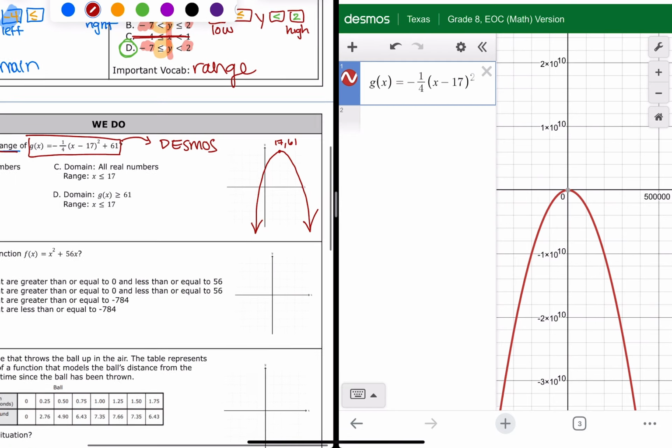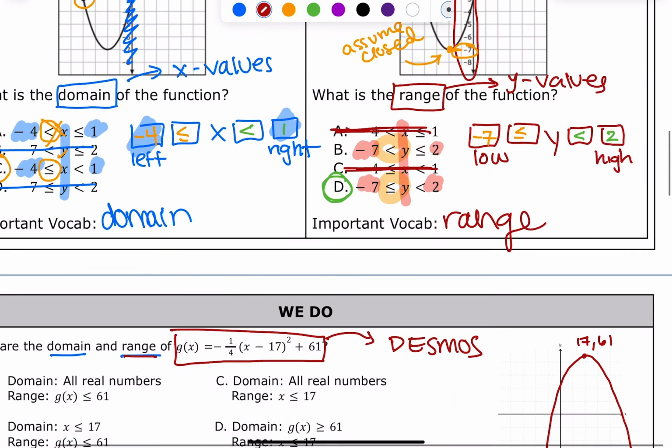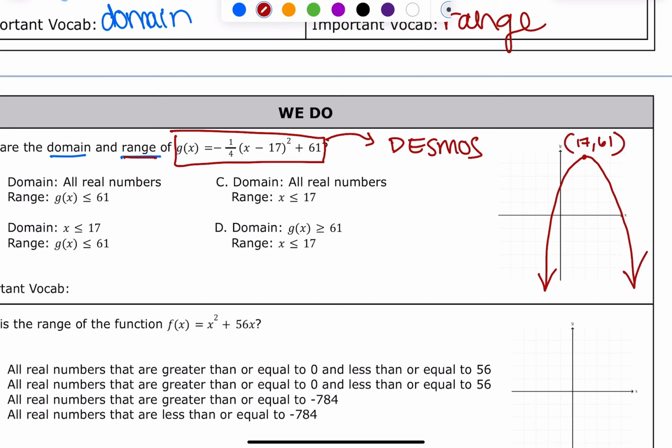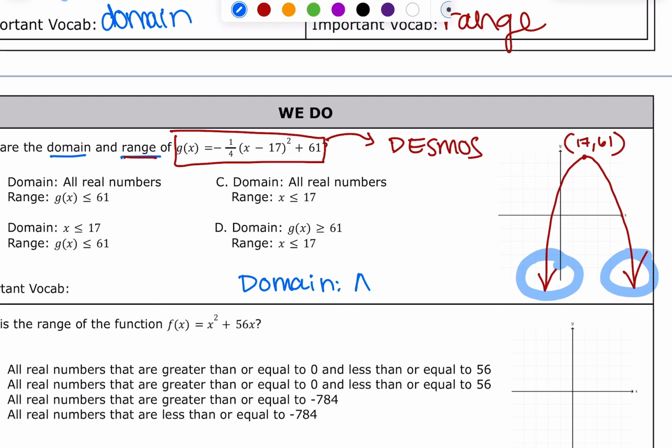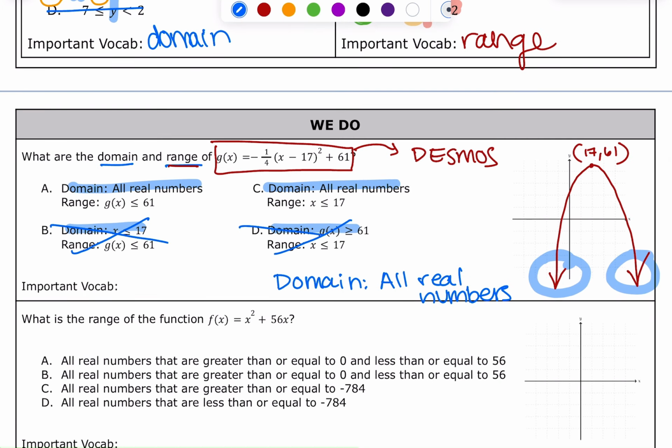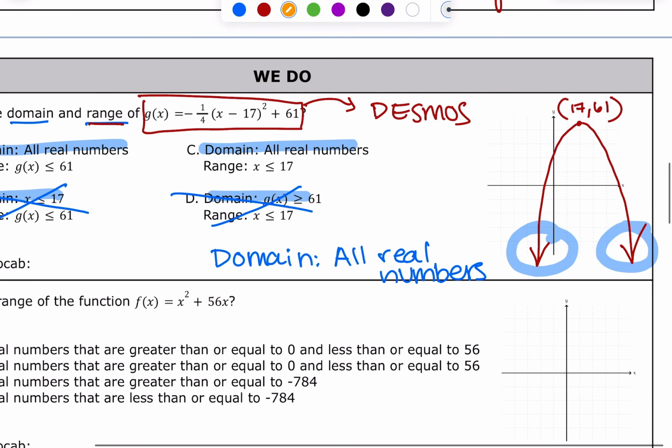Okay? So now, we don't even need Desmos anymore because we have a picture. For me, it's easier to start with domain because I know I have 2 arrows. When I have 2 arrows, my domain is all real numbers. So if I look at domain for each one, the only 2 that say all real numbers are A and C. So B and D are out. So now I have to look at my range.